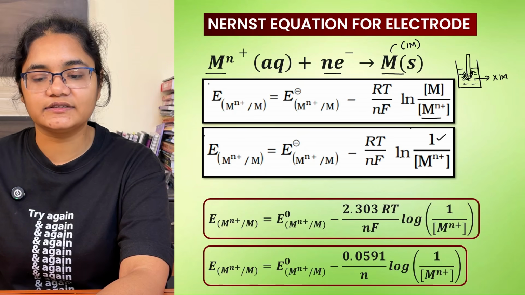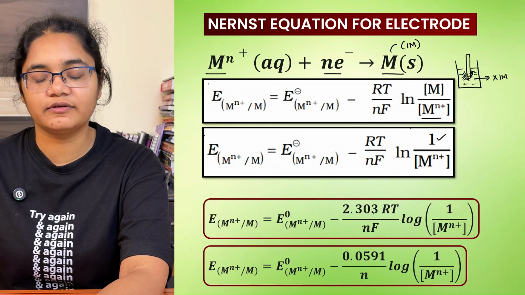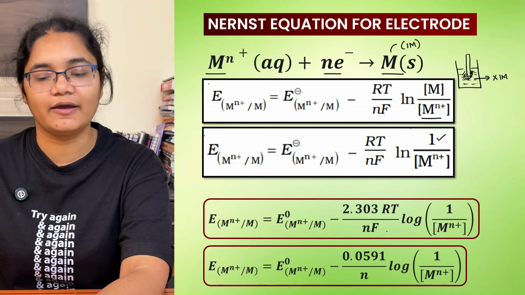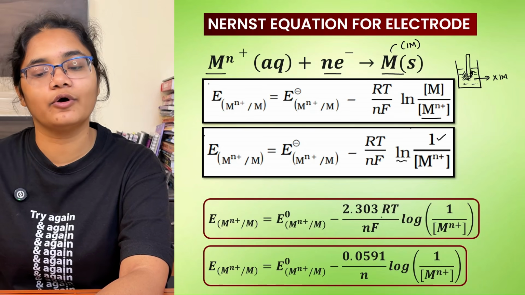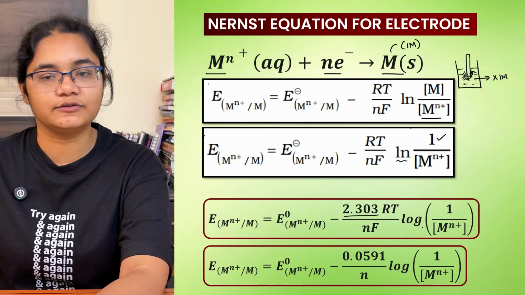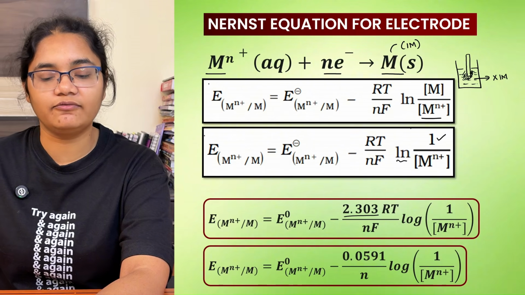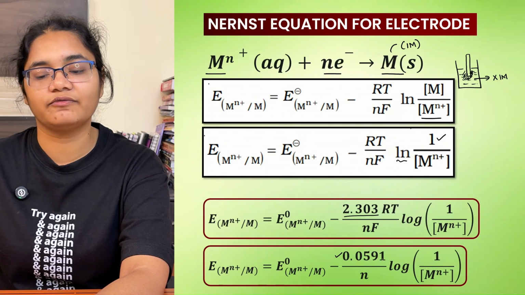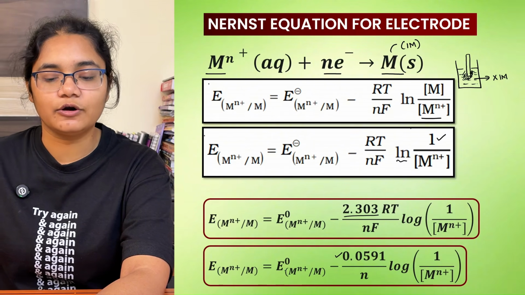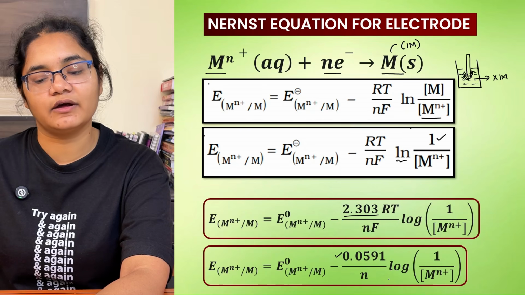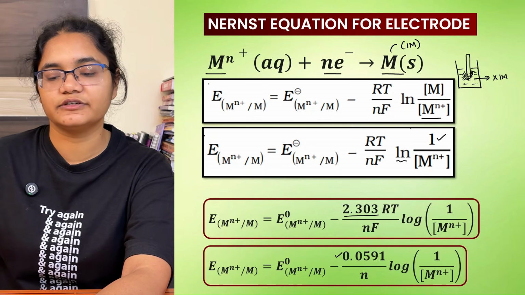Now I'll convert this ln to log by multiplying it with 2.303, so 2.303 RT by nF log. Now if you solve 2.303 RT by F, the final value we get is 0.0591 by n. So E is equal to E naught minus 0.0591 by n log of the concentration of the ion.